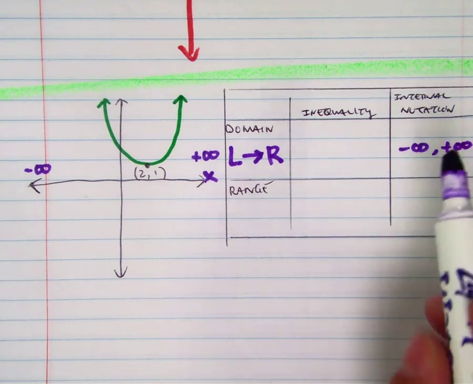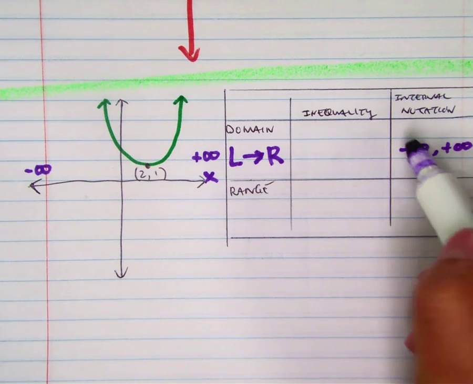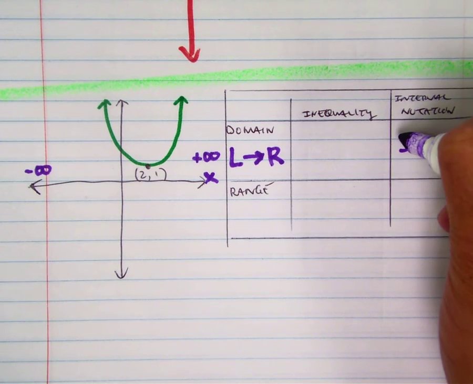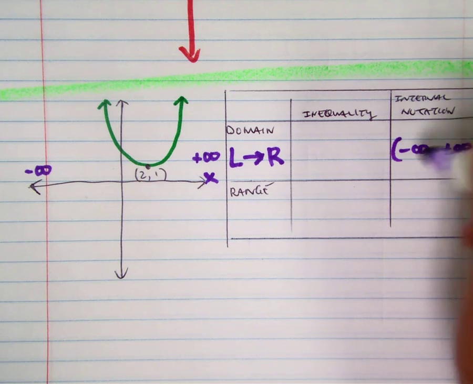Class, what symbols did we learn to write with negative and positive infinity? What symbols? Parentheses.